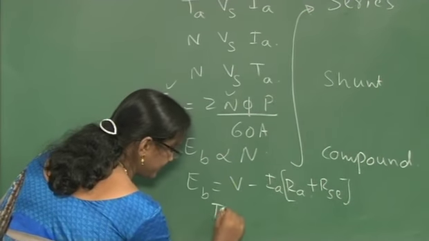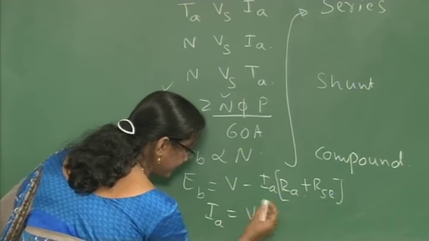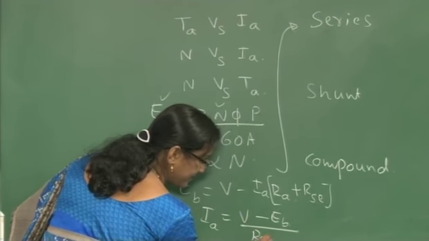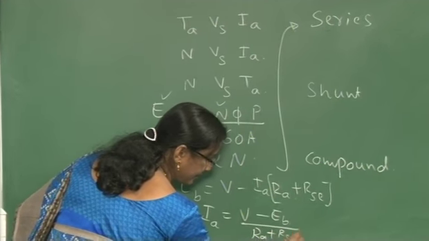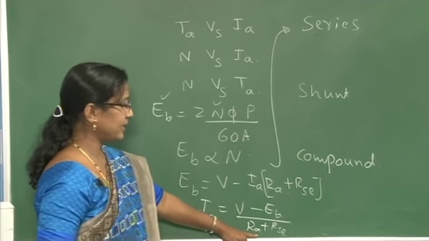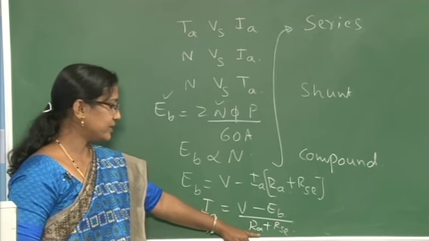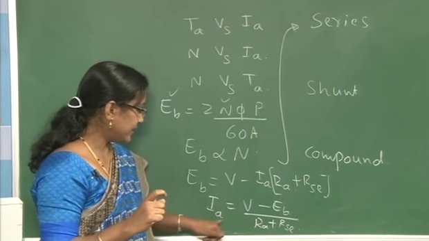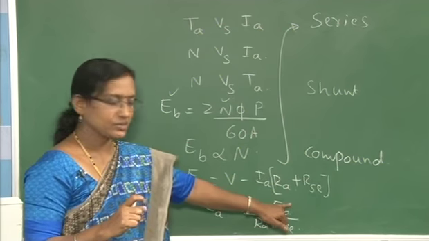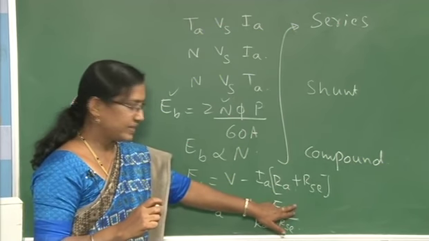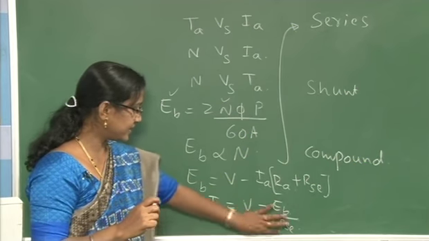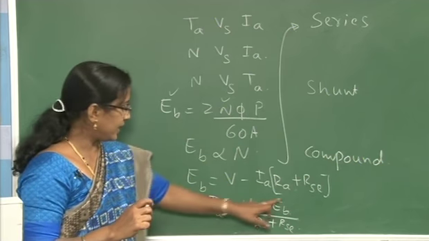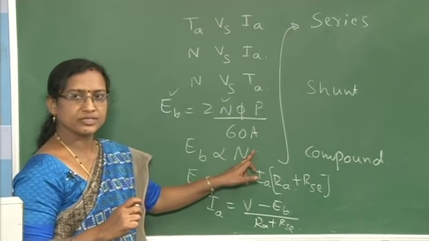So EB is equal to V minus IA (RA plus RSC) in case of a DC series motor, and IA is equal to V minus EB divided by RA plus RSC. If it is a shunt motor, you will have only RA, because the shunt field winding is connected in parallel with the armature. So IA is equal to V minus EB divided by RA. Here only EB is variable, since V is fixed and the resistance is fixed. So with respect to EB, IA will vary, and EB is directly proportional to speed.